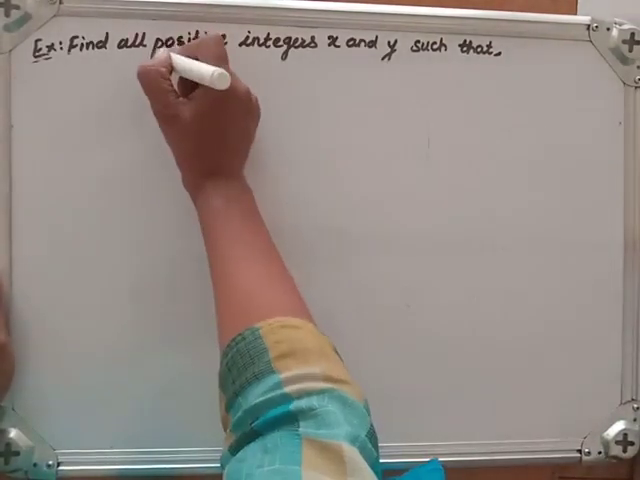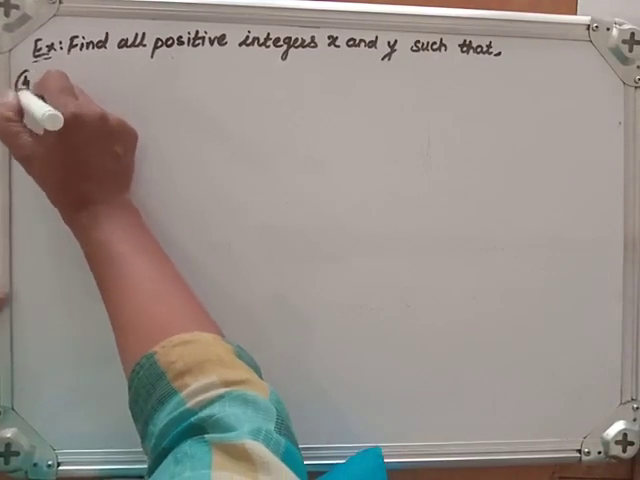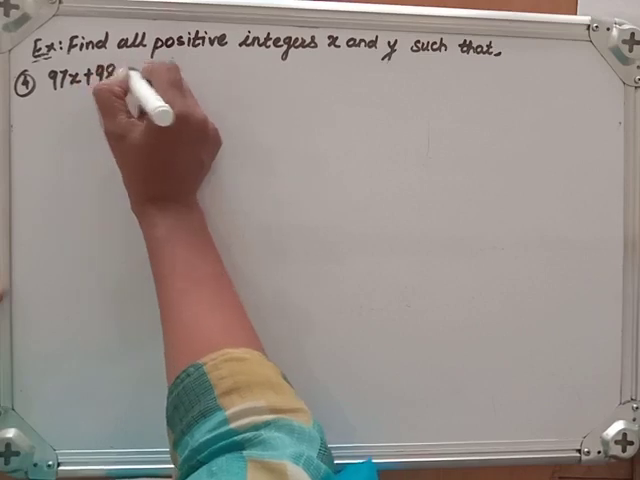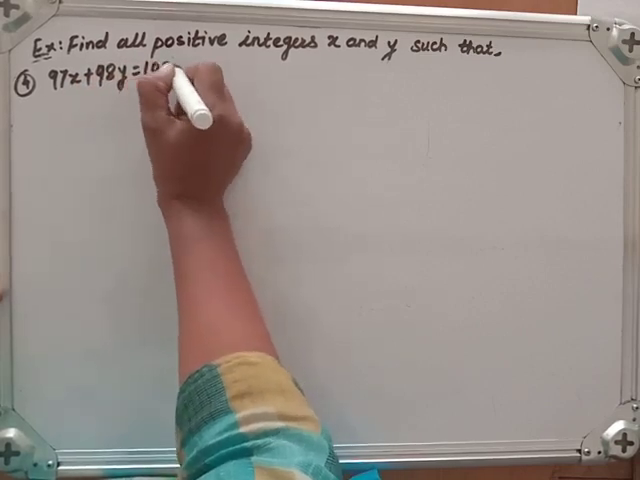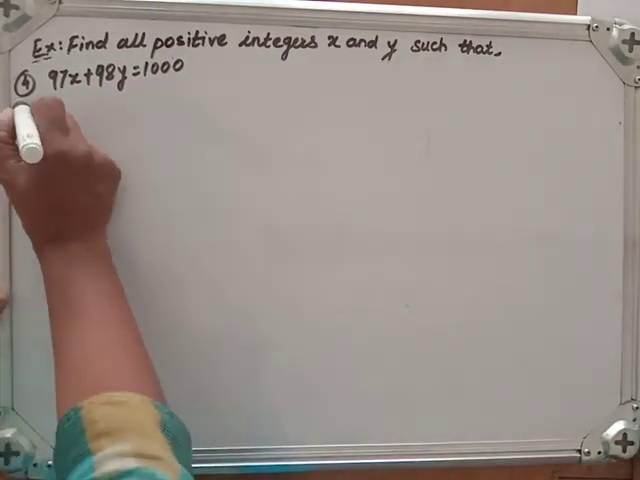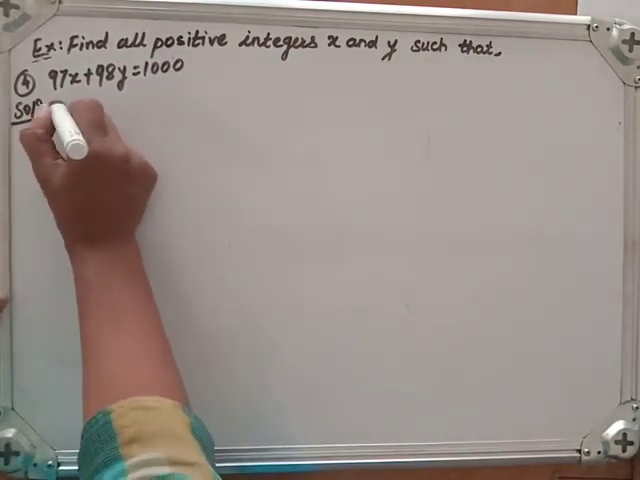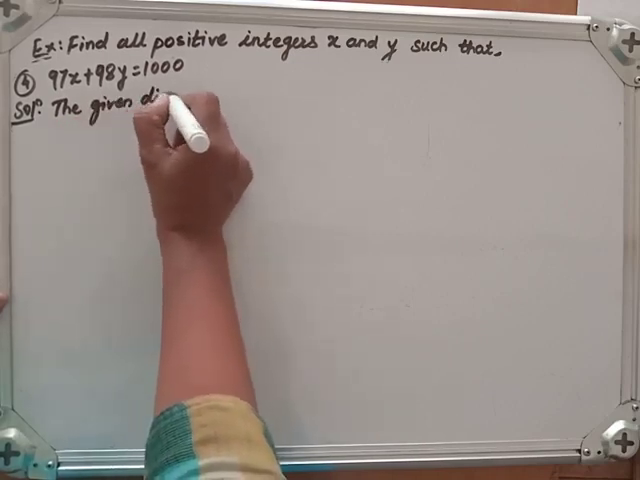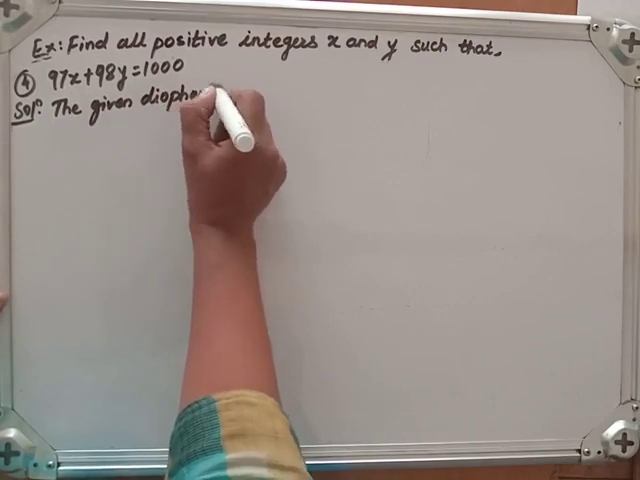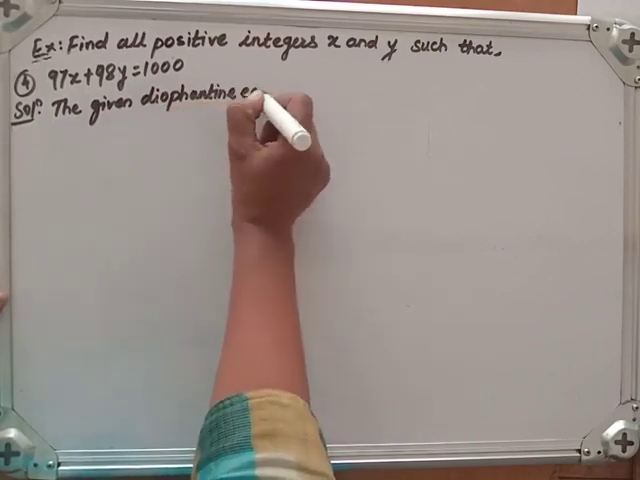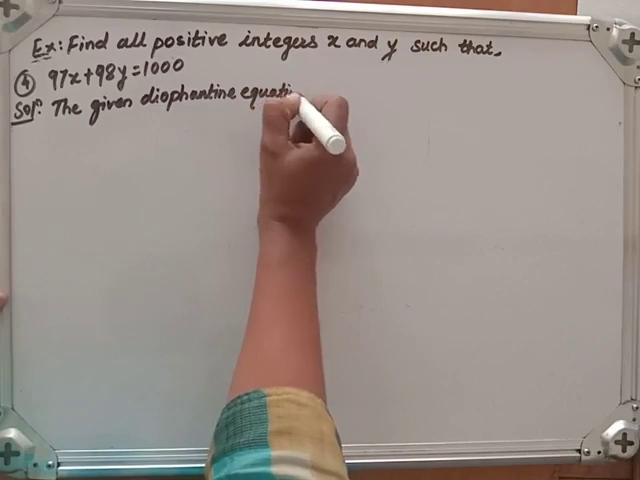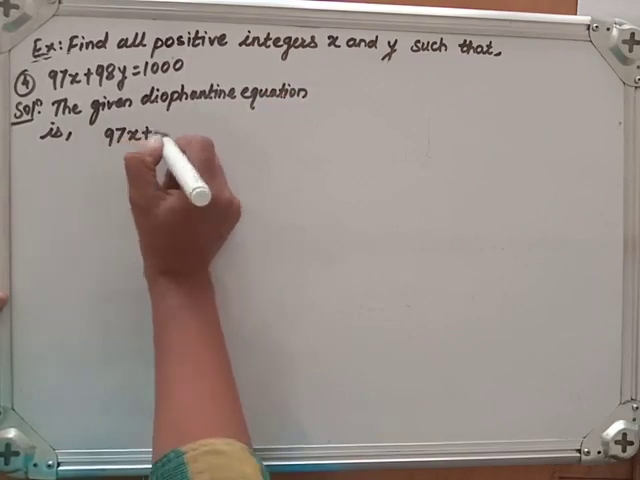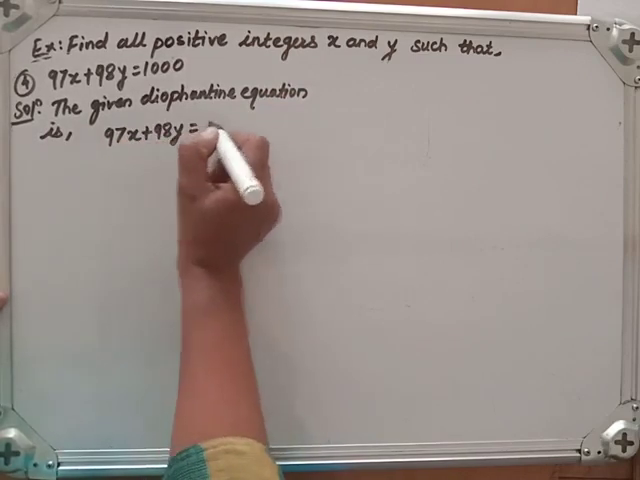These are positive integers. So the fourth one, let me take 97x plus 98y is equal to 1000. Solution. The given Diophantine equation is 97x plus 98y is equal to 1000.